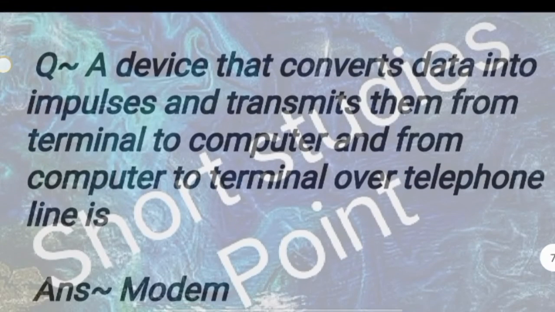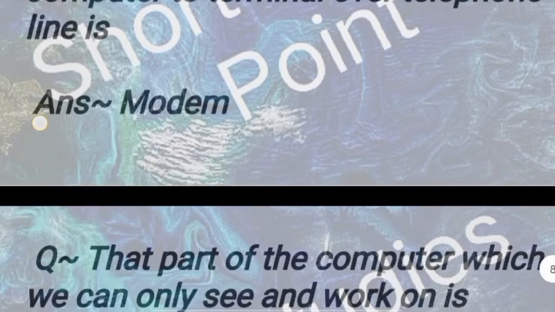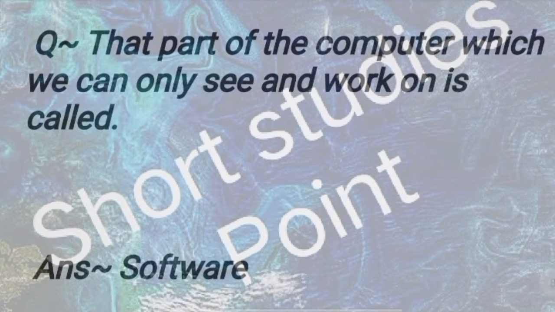Next question: What is the most important part of the computer? Answer: CPU. Next question: A device that converts data into impulses and transmits them from terminal to computer and from computer to terminal over telephone line. Answer: Modem. Next question: That part of the computer which we can only see and work on is called. Answer: Software.